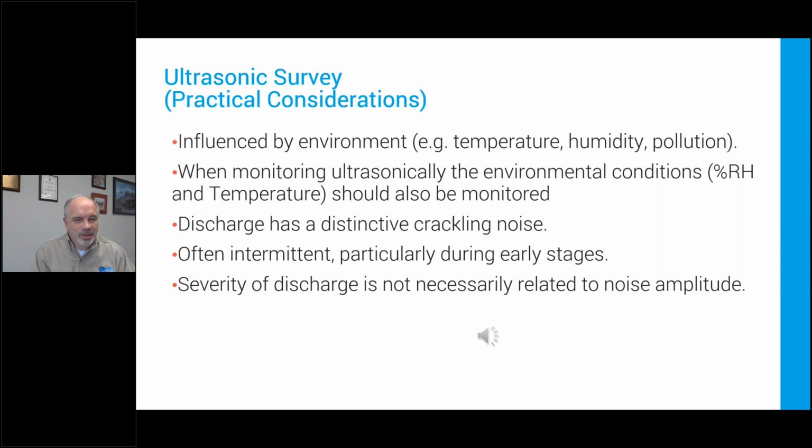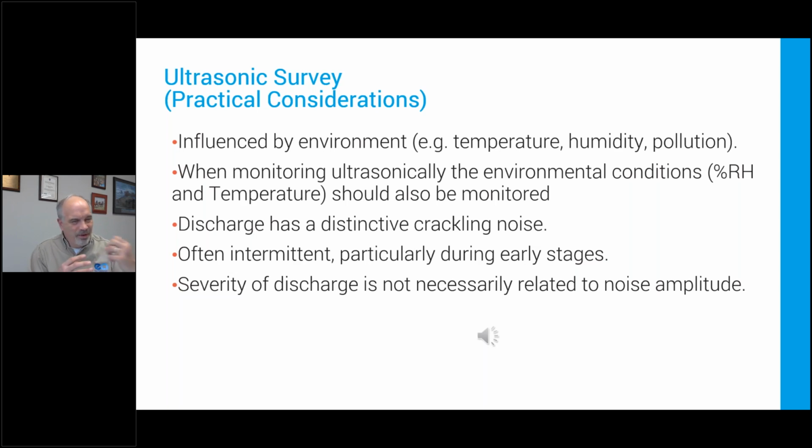And as I mentioned, it's got a distinctive crackling noise, and it can come and go. It may not occur on every pulse. It may occur on every other pulse, or it may occur on every 10th pulse. As it gets more steady, and occurs on every pulse or a couple times on every pulse, then we know it's getting worse.